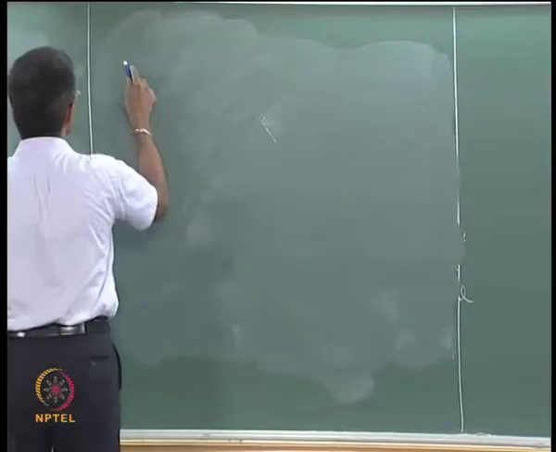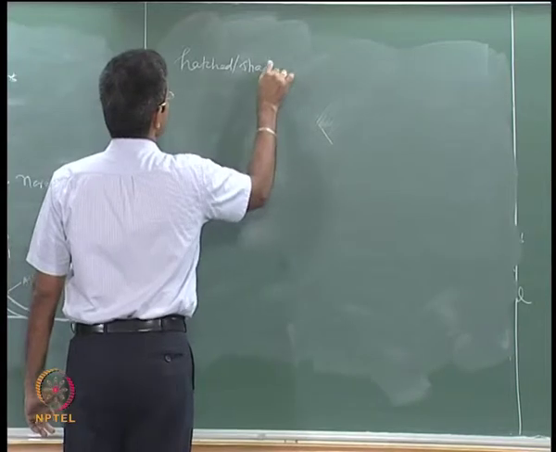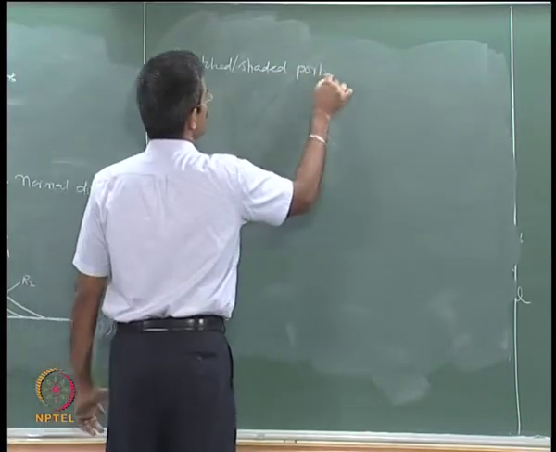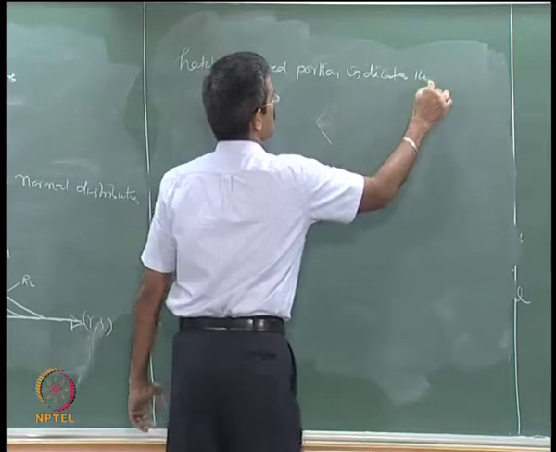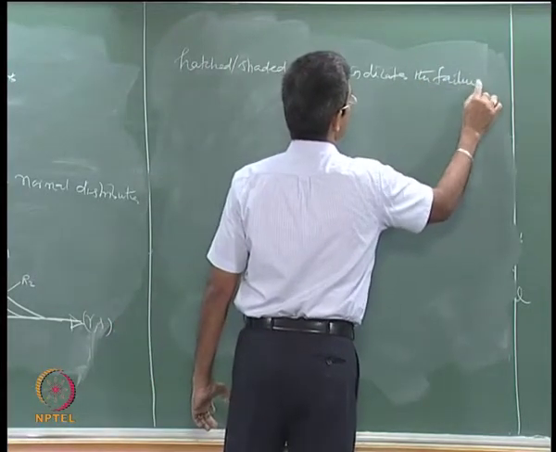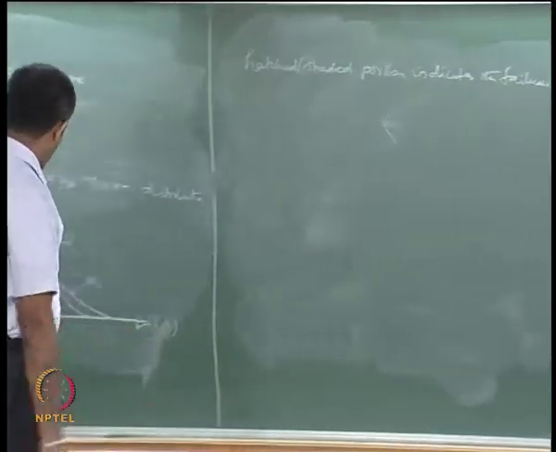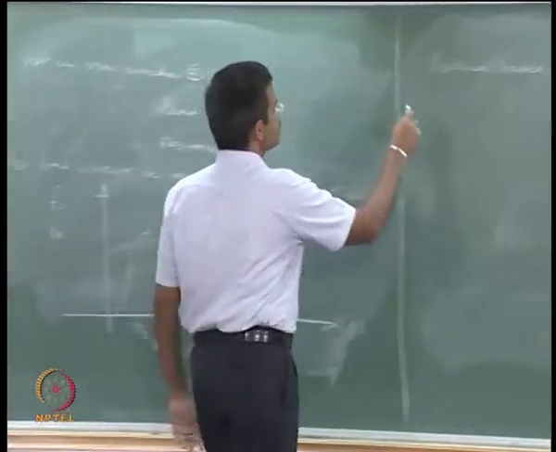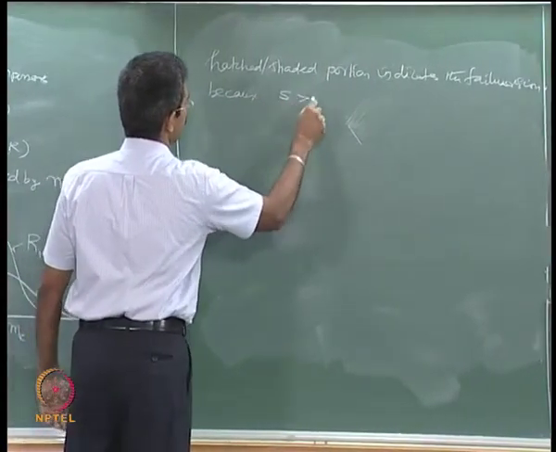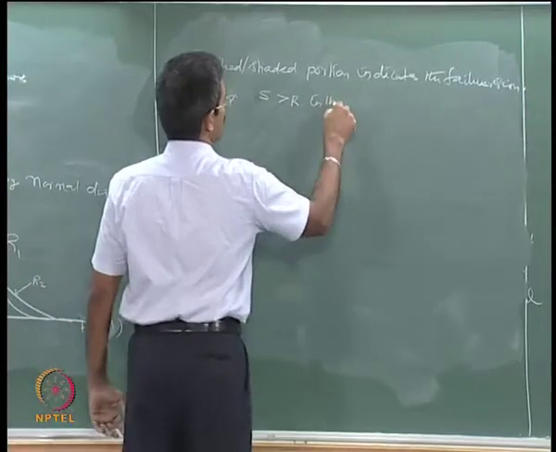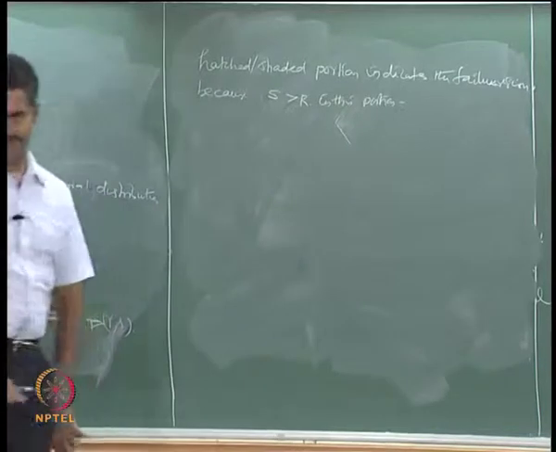So, I should say the hatched or shaded portion indicates the failure region because load exceeds resistance in this portion, okay.